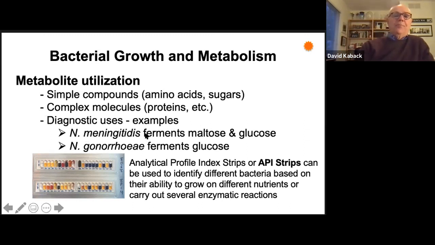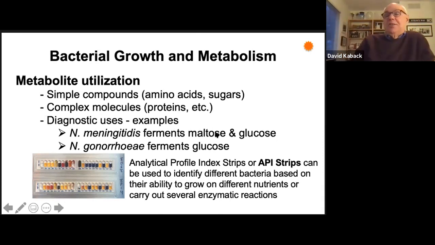So for example, one of the ways we differentiate between Neisseria meningitidis and Neisseria gonorrhea is Neisseria meningitidis grows on the disaccharide maltose as well as glucose, whereas Neisseria gonorrhea can only grow if you give it glucose. You give it maltose as a carbon source, and maltose is just a disaccharide of glucose. Okay, you give it maltose and it won't grow. Whereas Neisseria meningitidis, if you give it just maltose, it grows just fine.